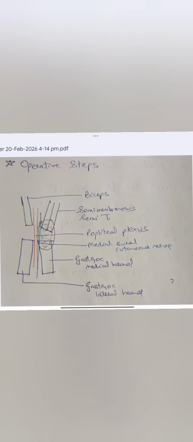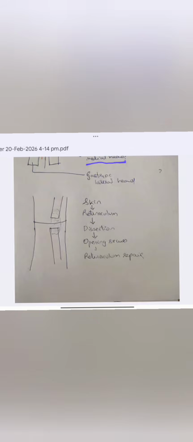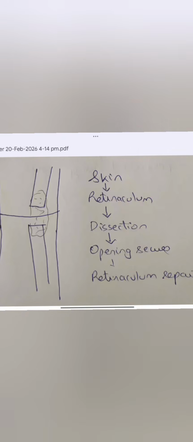Now the Baker cyst is most commonly located between the medial head of gastrocnemius and the semitendinosus, the hamstring muscle. So this is the most common location of the Baker cyst, and this is the usual extent from the medial head of gastrocnemius towards the hamstring. Okay, now we will discuss the operative steps. First things first, we put the patient in prone position.